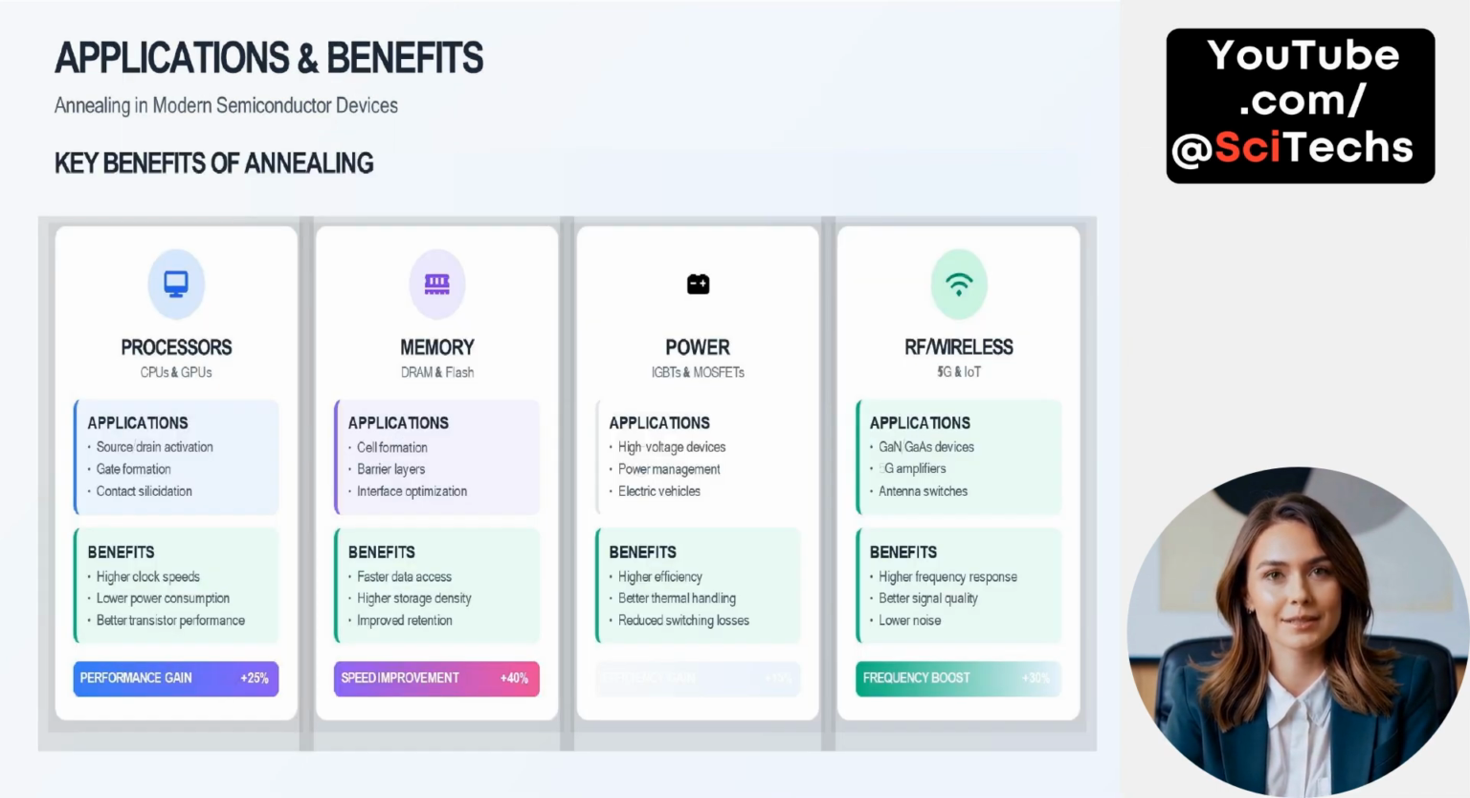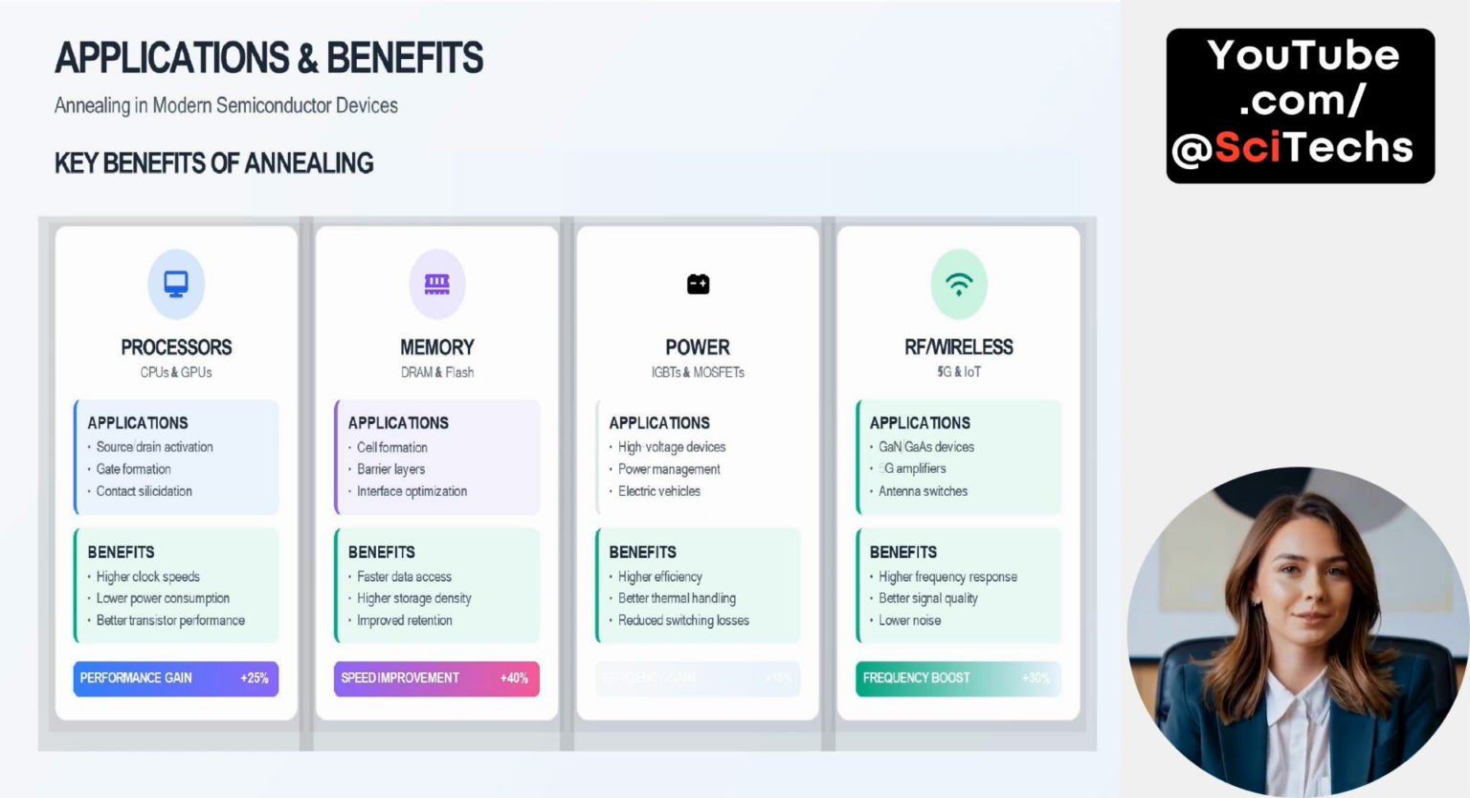Applications and benefits. Key benefits of annealing by device type. Annealing delivers targeted performance enhancements across different semiconductor applications. In processors like CPUs and GPUs, it supports source and drain activation, gate formation, and contact silicidation. The outcome is higher clock speeds, reduced power consumption, and enhanced transistor behavior, delivering an overall performance gain of about 25%.